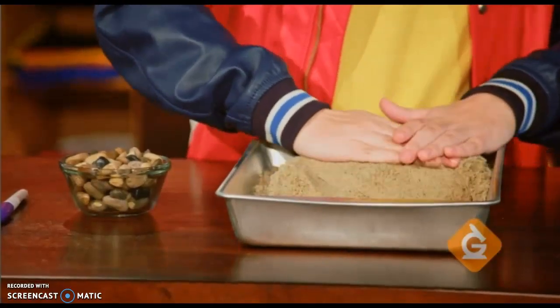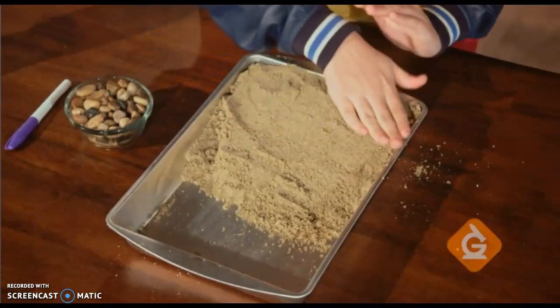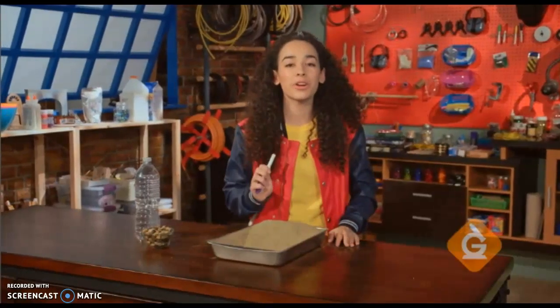On one half of the tray, make a land mass with sand. Make sure it has a downhill slope. The empty part of the tray represents the ocean.